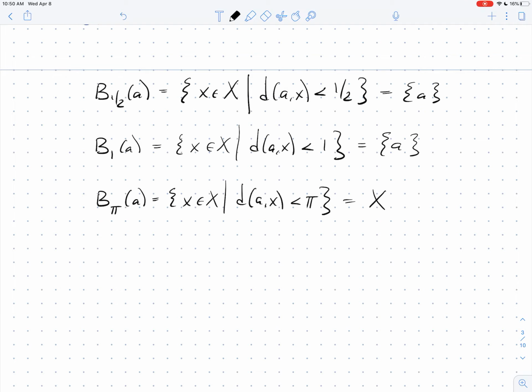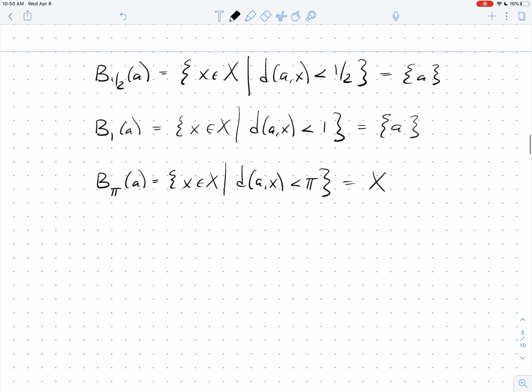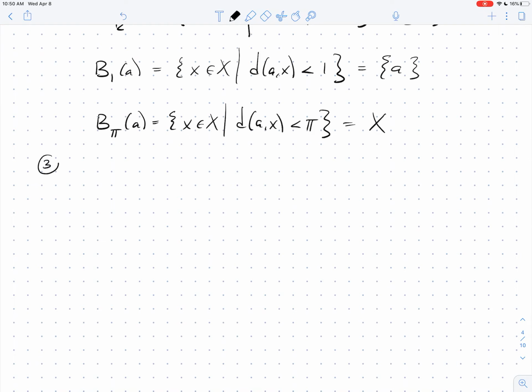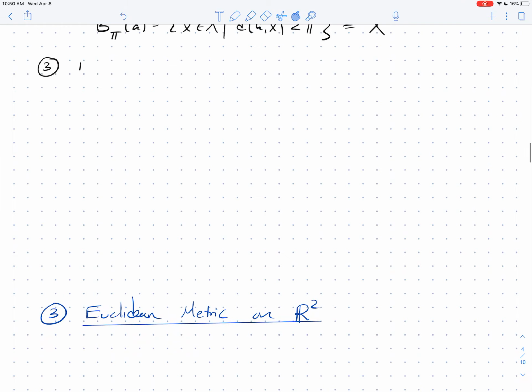It's everything. So the discrete metric is kind of fun. It's very different. And again, these are all open balls, even though they don't look round at all. They're just sets of points. Let's go back now. Maybe we should do a formal example with Euclidean space in R2 since I've been alluding to that. So I've already got it written down.